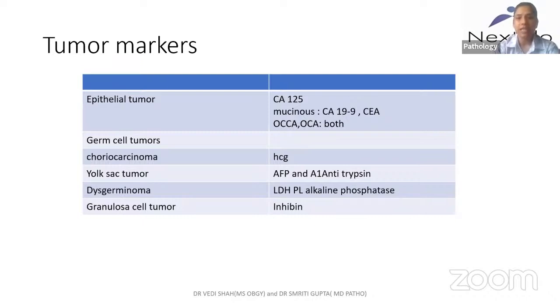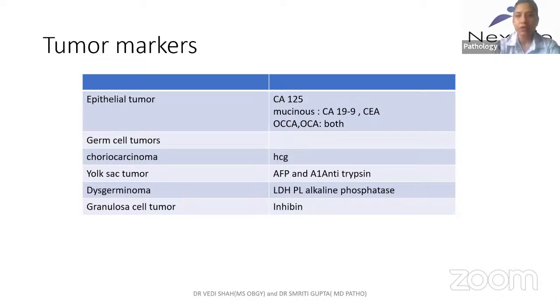Now we come to yolk sac tumor. Just like a regular yolk sac during embryogenesis or fetal life, which produces alpha fetoprotein and alpha-1 antitrypsin, a tumor of the yolk sac would also secrete the same, but in a higher amount. Now, dysgerminoma would secrete LDH and PLAP.